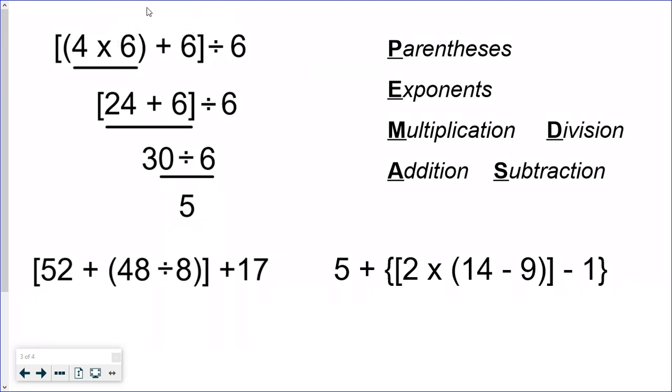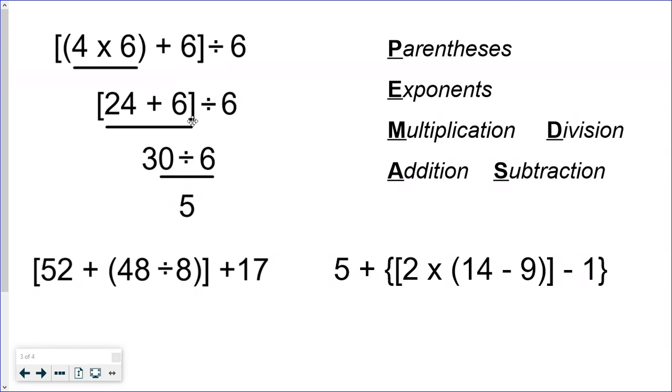So if you ever have more than one in here, we always check for parentheses first. And you should notice we do have some parentheses here. So I'm going to take 4 times 6, and that 4 times 6 is 24. I'm going to bring down the plus 6. I'm also going to bring the bracket symbols down, and then I'm going to bring the divide by 6.